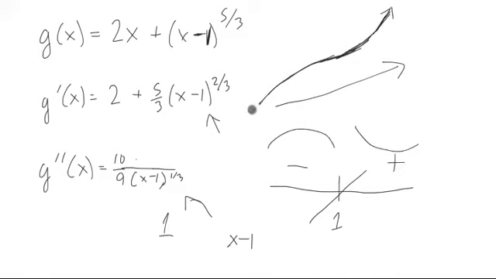Graph probably looks something like this at the point. This is at the point 1 here. And then you just stick 1 into the original function. You get 2. So at the point (1, 2), you have this inflection. We don't have any mins or maxes.